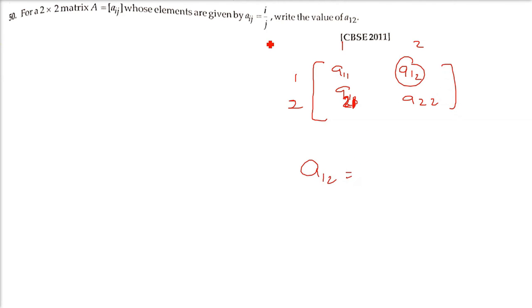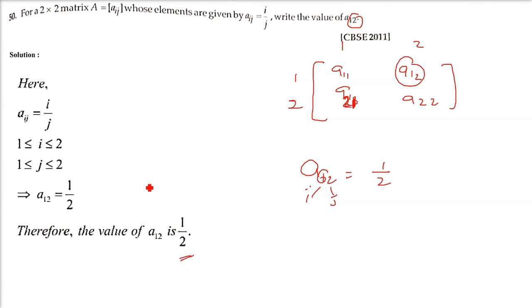For a 2 by 2 matrix A ij whose elements are given by A ij equals i by j, write the value of A12. So this is 2 by 2. So first row, second column. This is A11, A12, A21 and A22. Okay. Now we don't have to worry about others. We just have to find A12. A12 is what? i is 1, j is 2. So it will be 1 by 2 because it is i by j. 1 by 2.